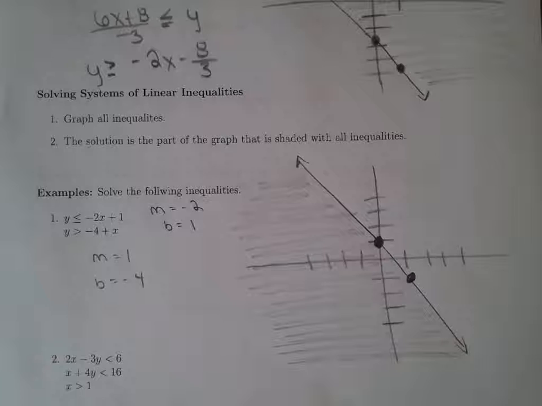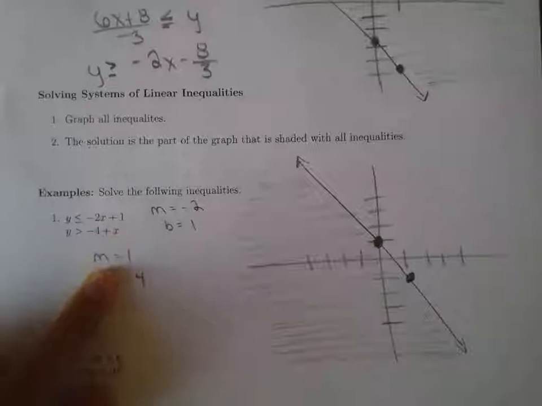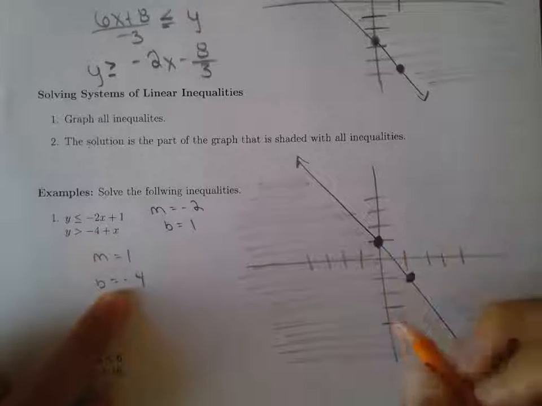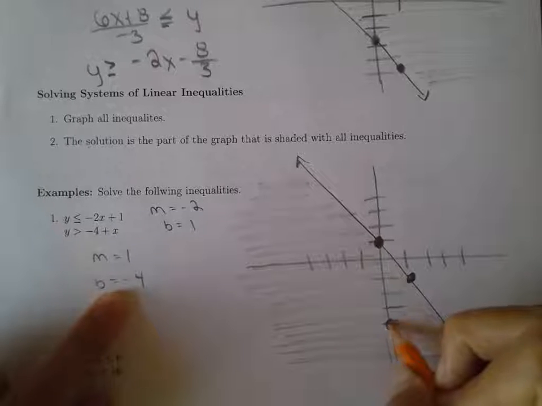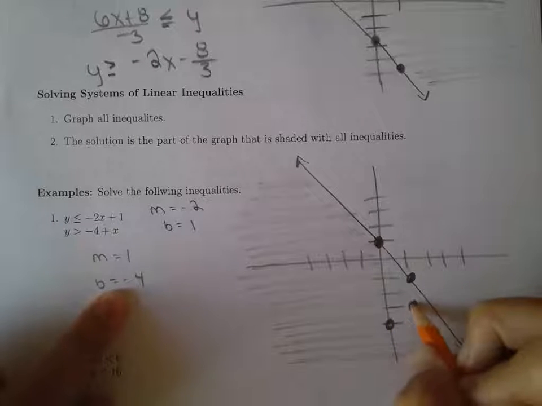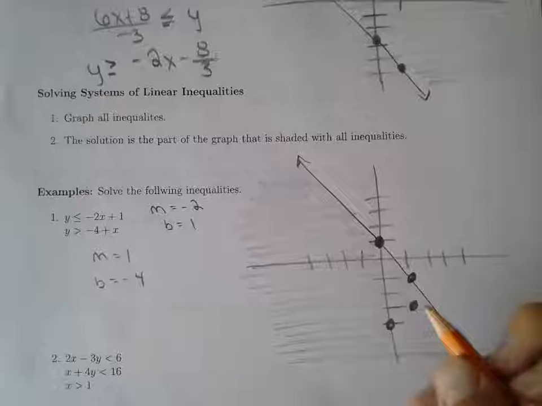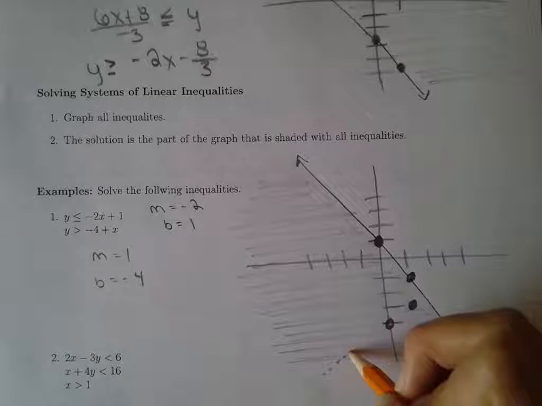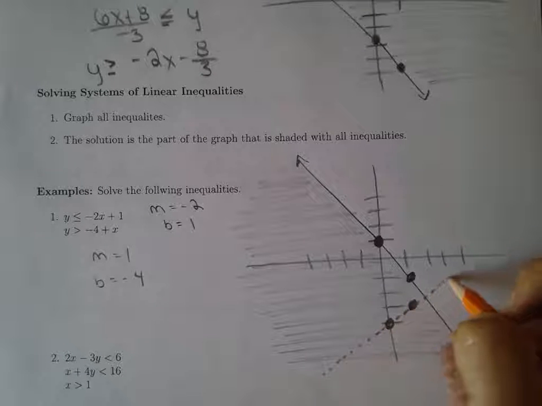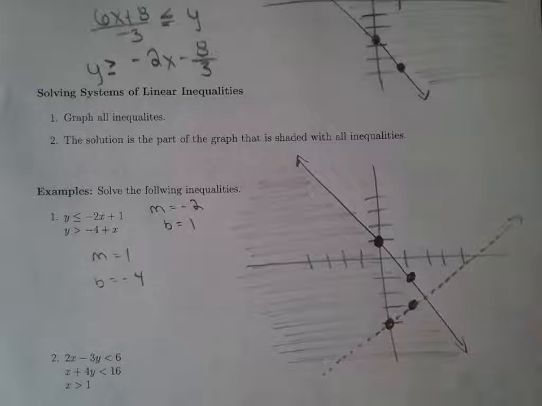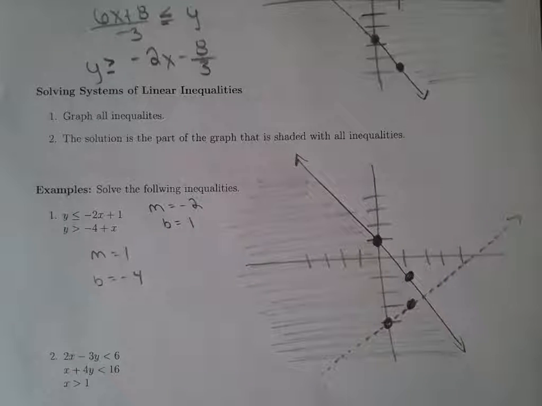Now the next inequality, y greater than or equal to negative 4 plus x. So we have b is negative 4, and our slope is 1, so up 1 over 1. Okay, now it's just greater than, so we're going to use a dotted line here. Okay, and it's greater than, so we're going to actually shade above.